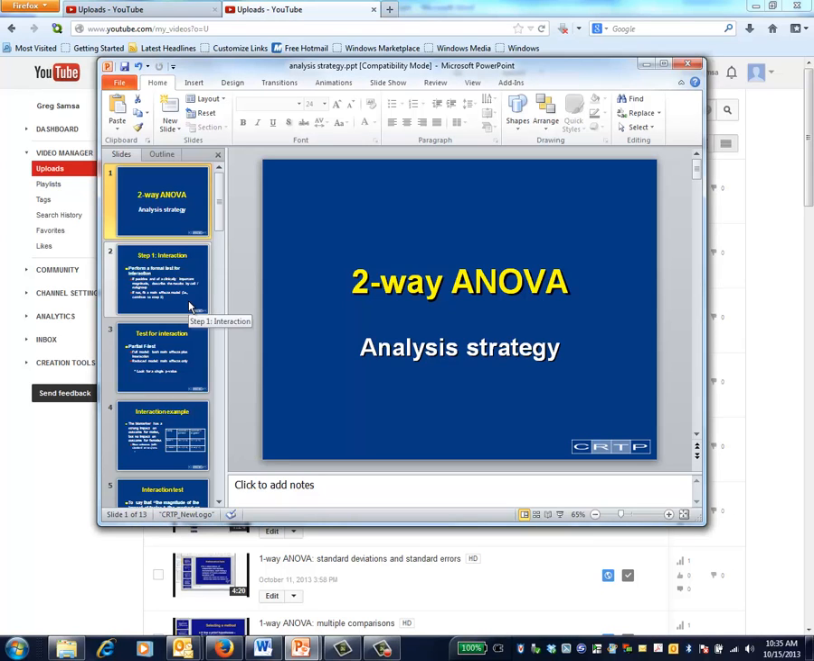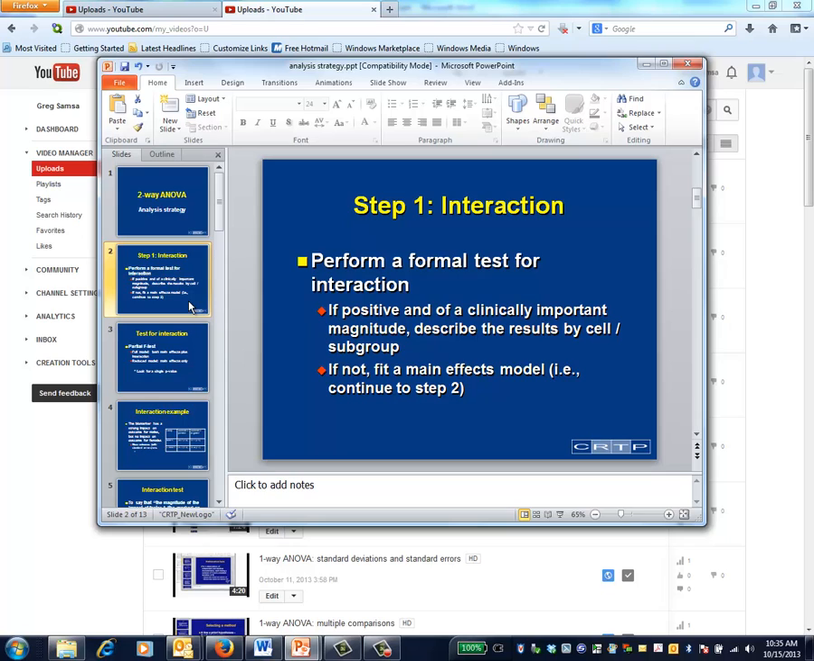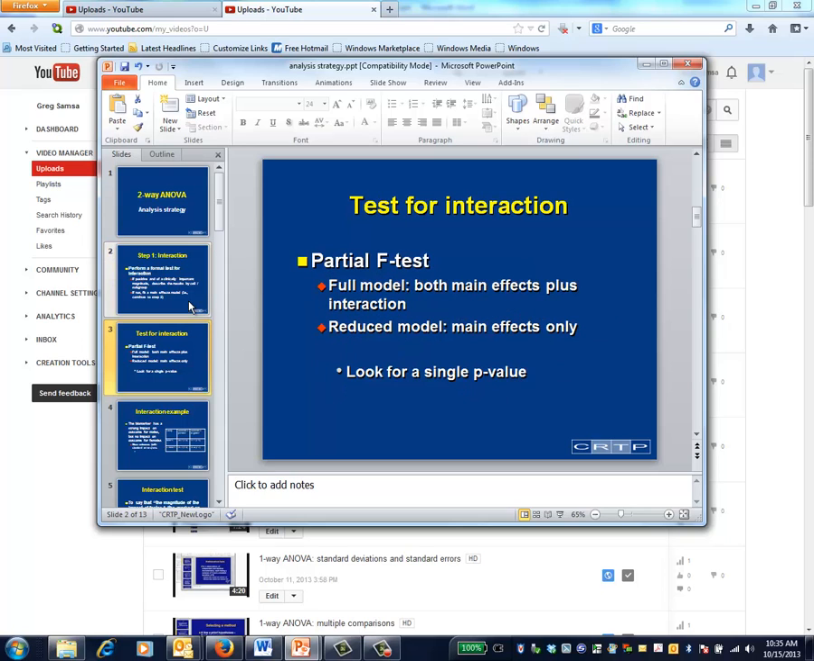This is the two-way ANOVA video on analysis strategy. Because the two-way ANOVA only utilizes two predictors, analysis strategy is particularly simple and only requires two steps. The first step is to determine whether an important interaction exists. If so, your task is to describe that interaction. If not, you should fit a main effects model and describe the impact of the two predictors separately.